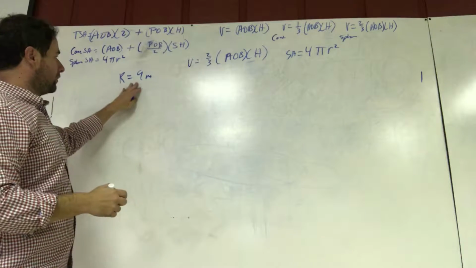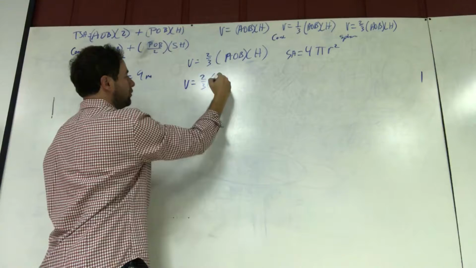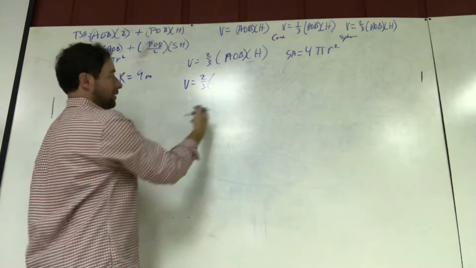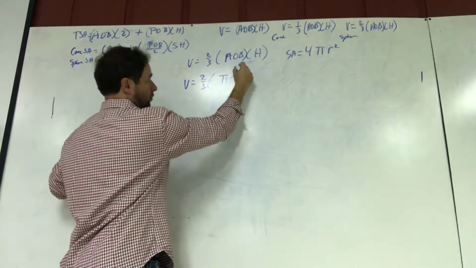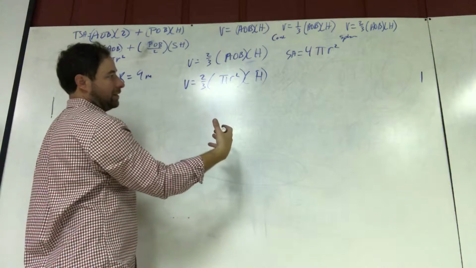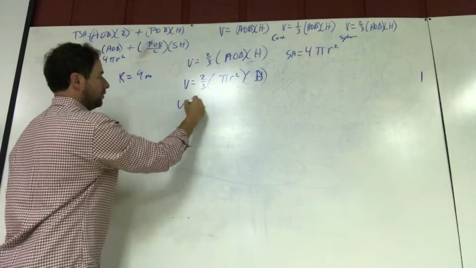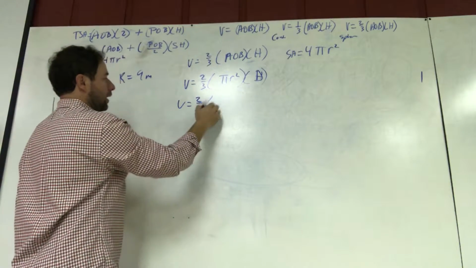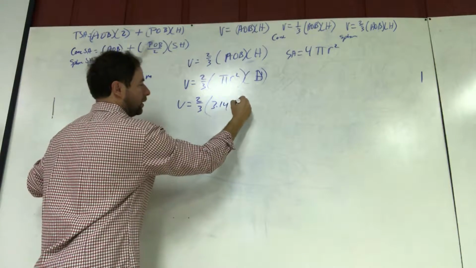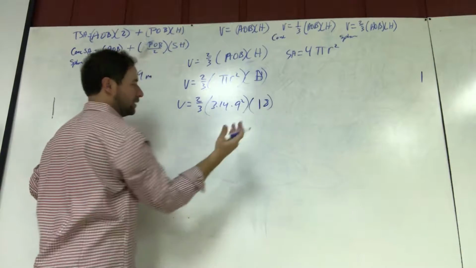All right, they want us to find the volume of the sphere whose radius is 9 meters. So volume equals 2/3 area of the base. Well, remember the base of the sphere is a circle. So I'm finding the area of the base is pi r squared times the height, which the height of this thing is going to be the diameter. All right, so we can just write the diameter there. So volume equals 2/3 pi 3.14. The radius is 9, so 9 squared. The height is going to be 18, which is the diameter.